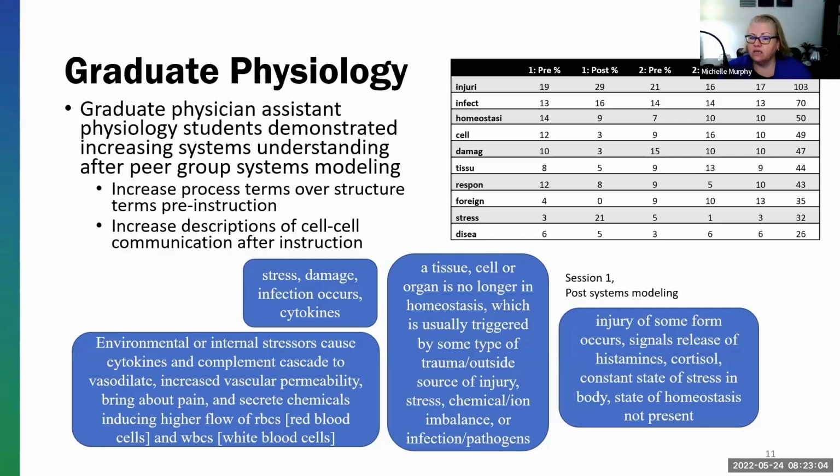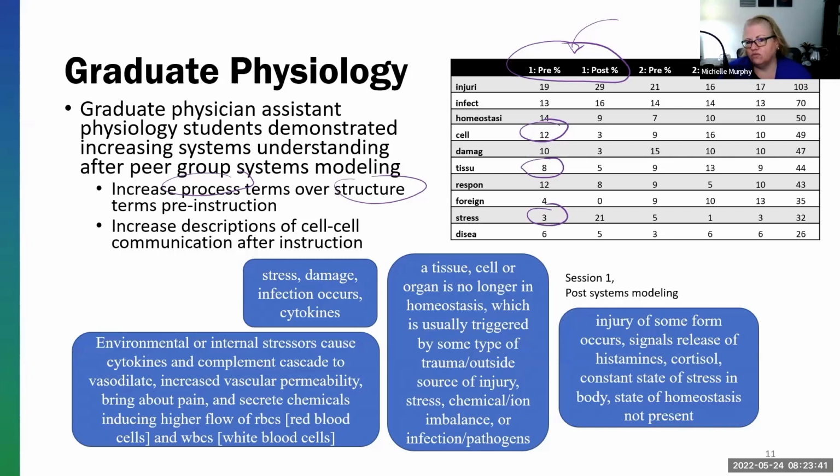And what they did before and after systems modeling is we found that their use of process terms over structure terms was much higher. So if we look at, this is pre-instruction. So before they had instruction, it was actually during their orientation week in May. So we found that before they did systems modeling, they talked a lot about structures, cells, tissues, and not very much about processes like stress. In physiology, stress is a big component of inflammation, stress on the body and what the body does in response to that.